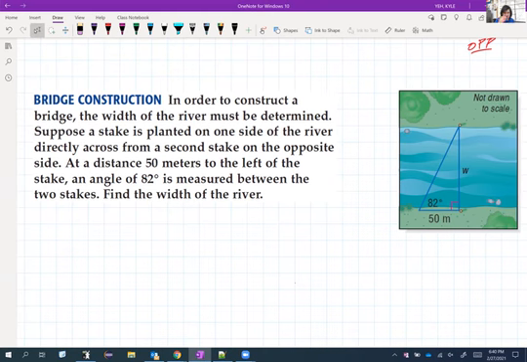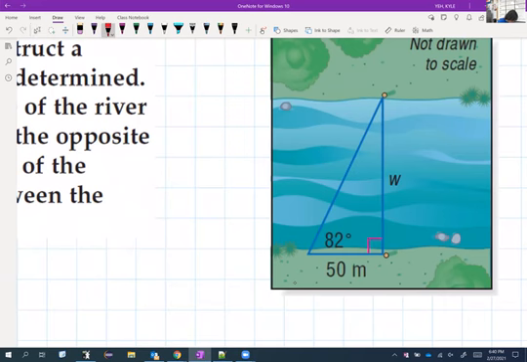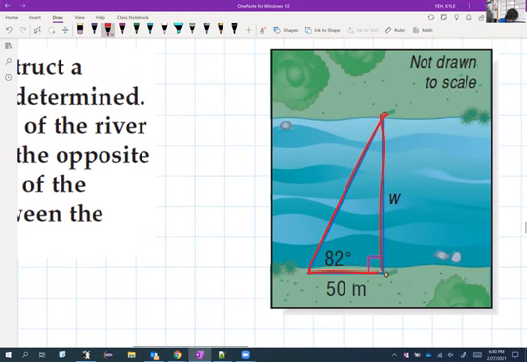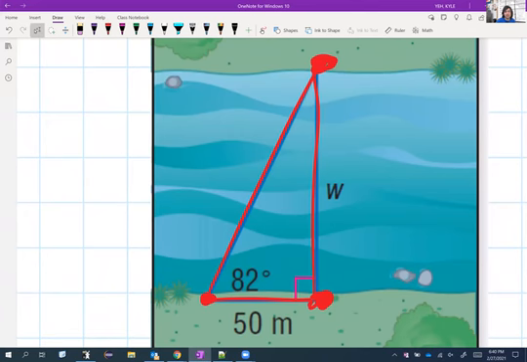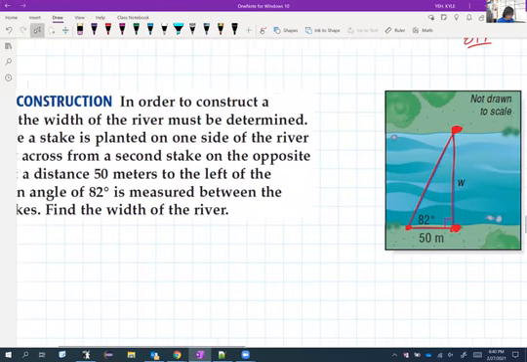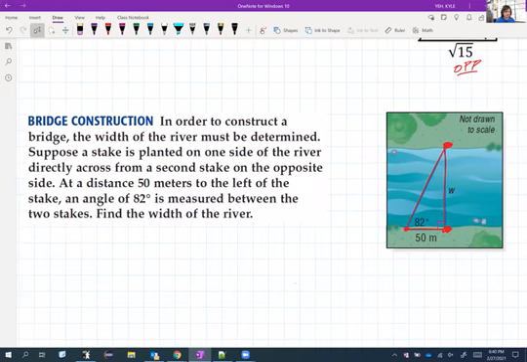This is kind of a complicated problem to wrap your head around until you realize that we were given a picture. Look over here. It says it's not drawn to scale, but it sure helps us visualize this. Here's a stake. Here's a stake, 50 meters to the left. It forms an 82-degree angle. If I hadn't wrapped this up as a word problem and had just given you this picture, it would have been exactly the same as those other problems we were working. So yes, word problems can be tricky to translate into a picture, into an equation, but really the math stays exactly the same.